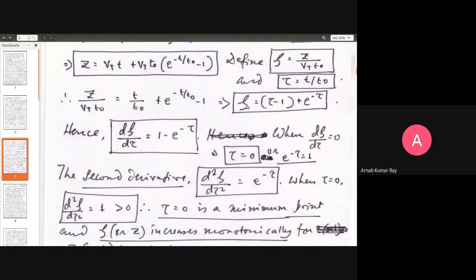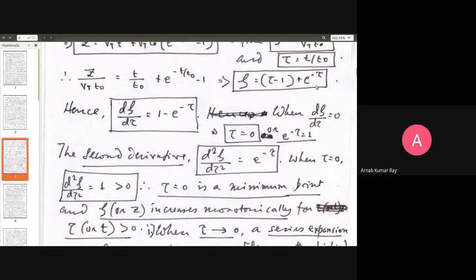So let us see, we will now plot this function, zeta as a function of tau. First, we have realized that at tau equal to 0, there is a turning point, which is a stable turning point, a minimum turning point. Second, we'll have to plot zeta as it depends on tau for small values of tau and then for large values of tau. Let us see how. When tau goes to a very small value, nearly 0 but not exactly 0, you can carry out a series expansion of this e raised to minus tau part.